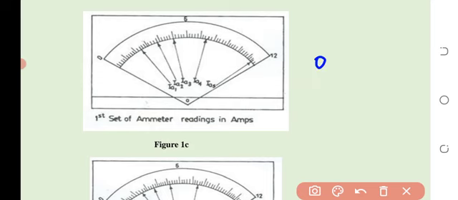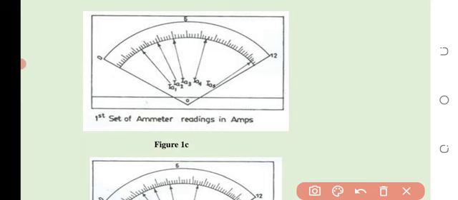Each of this calibration stands for 0.2 ampere, and that will help us to read what we have here. Each of the calibration will stand for 0.2 ampere if you read the calibrations very well. And with this, we are able to take the readings of our current.